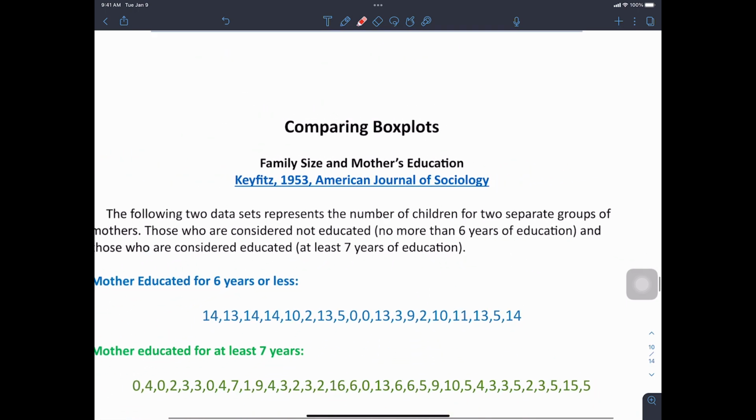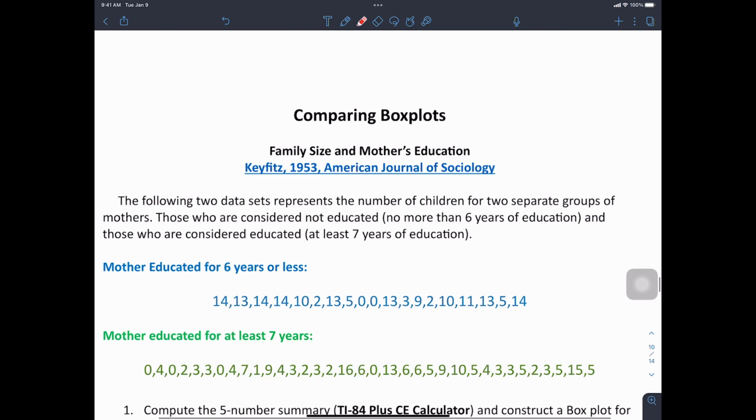What are they saying here? It says, the following data sets represent the number of children for two separate groups of mothers. Those who are considered not educated, no more than 6 years of education. What does no more than 6 mean? Oh, you guys know, 6 or less. Good. And those who are considered educated, at least 7 years. They're talking elementary school, middle school, high school, college.